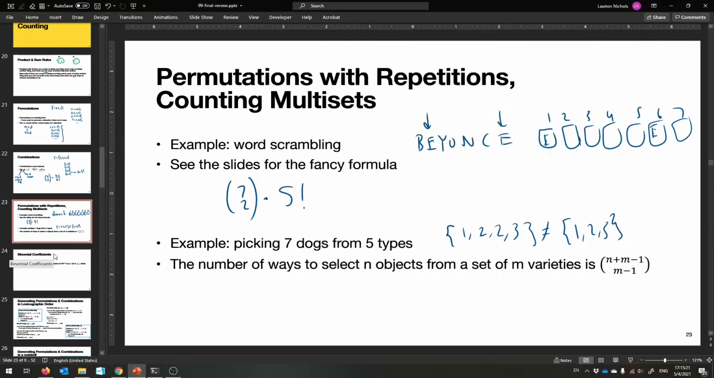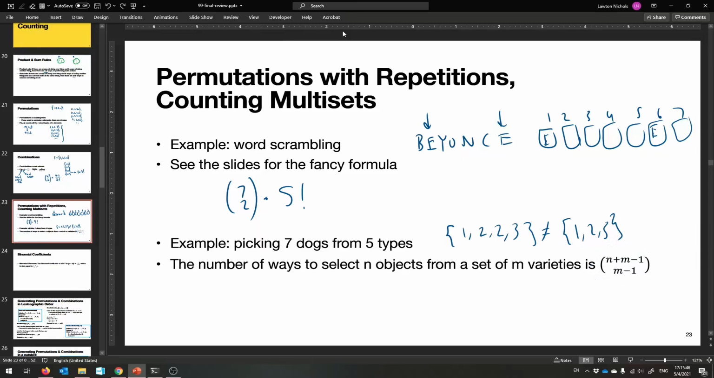So that's all about if we want to pick from a certain number of varieties. If we want to pick n things from m varieties, and we can pick as many things as we want from a certain variety, right? So we can pick 7 chihuahuas if we wanted to, but we don't have to. There's like an infinite number in each type. It's like a big basket that we can take from. So the way that you do that is this formula.